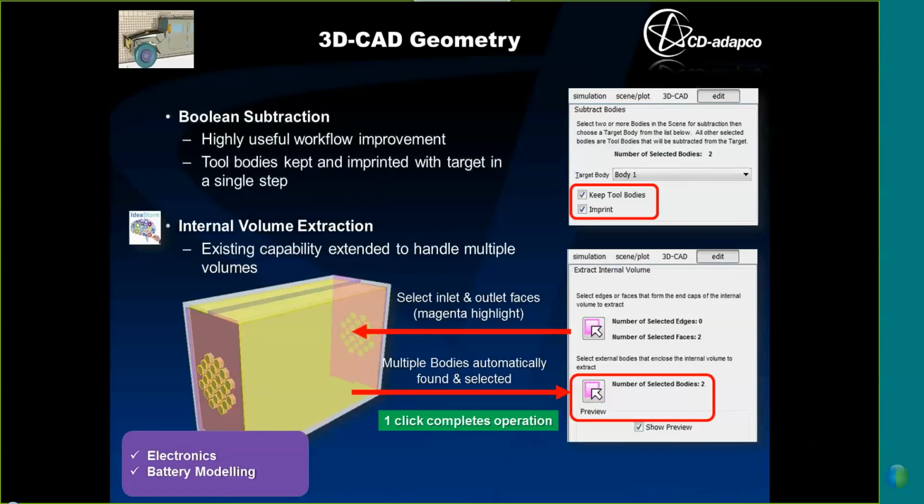We've also modified the internal volume extraction to handle multiple volumes, whereas previously all of your bodies had to be united into a single volume in order to use the volume extract. So again, for complicated geometry, this makes the geometry much easier to handle and also simplifies the operations tree.